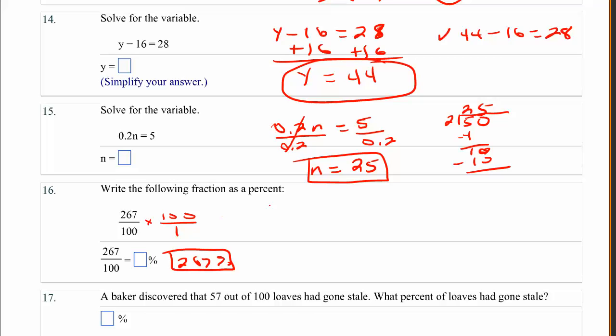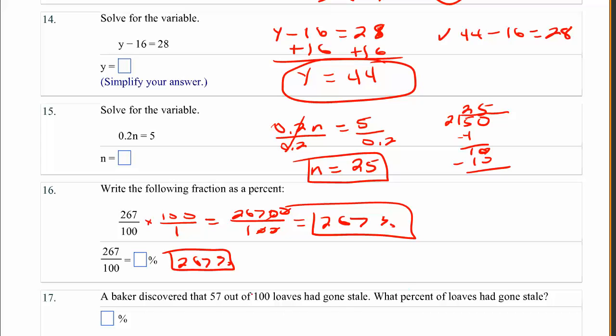So if I multiply 267 times 100 over 1, then I simplify those by dividing. I could cancel those two zeros off of each one of that to do a quick simplification. I get 267. So you can change any regular number into a percent by multiplying by 100. But since this was already over 100, I did not have to go through all of that work.